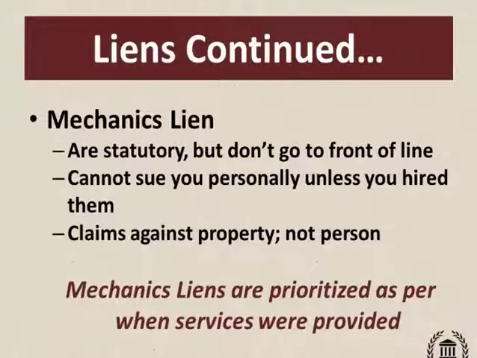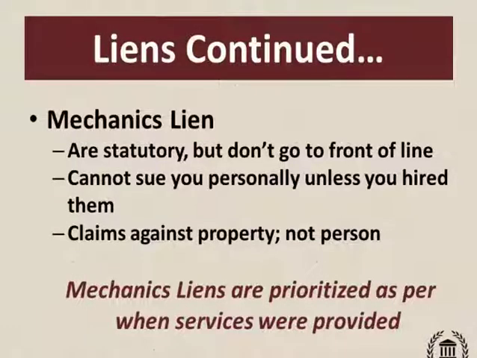Now, we haven't talked about mechanics liens. Mechanics liens are odd because they are statutory, but they don't go to the front of the line. They're sort of a cross between statutory and involuntary. They're a claim for unpaid work or materials, so it's not really like a regular debt. It's a claim not against a person. See, all of these are claims against a person: first mortgage note, second mortgage note, judgment against the person, IRS lien against the person. These are claims against the property, except for the HOA, which is also an obligation against the person.